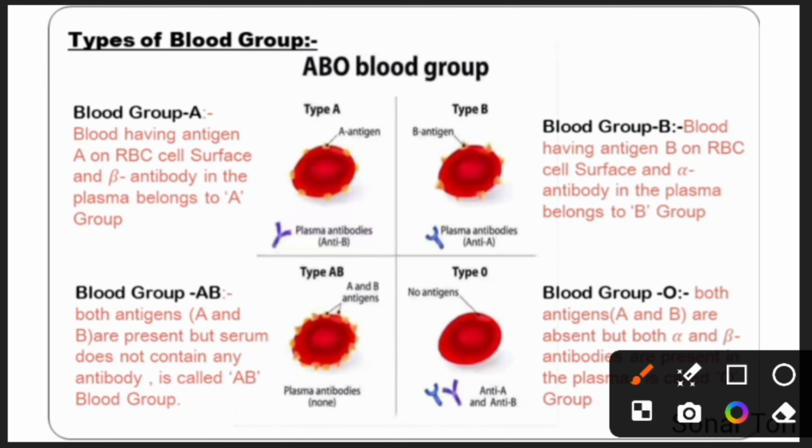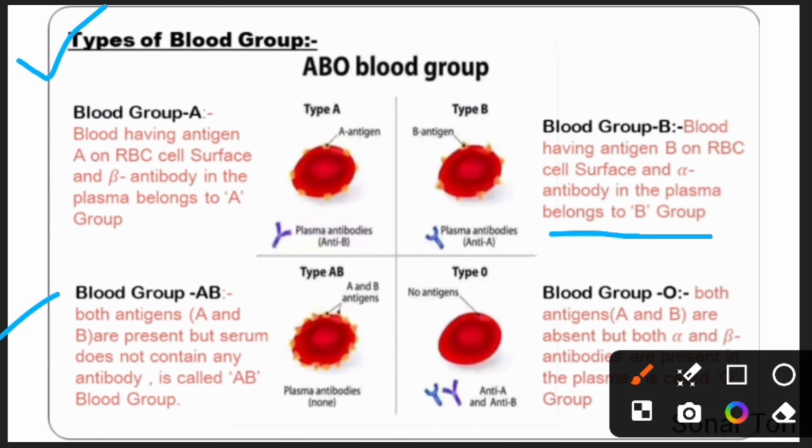Coming to the next slide, there are the types of blood group. First, blood group A. Blood having antigen A on the RBC cell surface and B antibody in the plasma belongs to the A blood group. Blood group B: blood having antigen B on the RBC cell surface and alpha antibody or A antibody present in the plasma belongs to the B blood group.